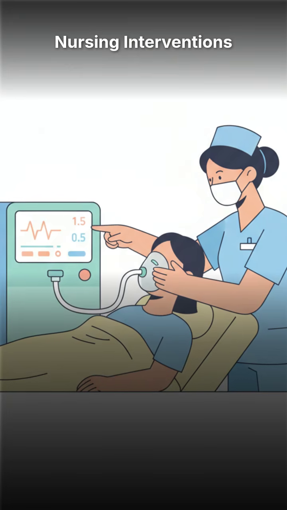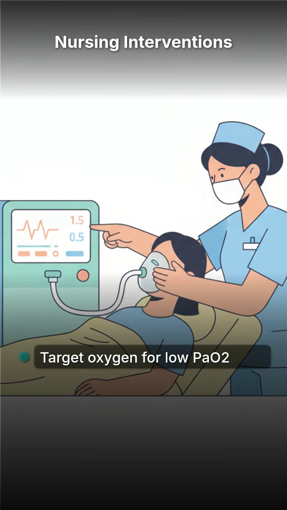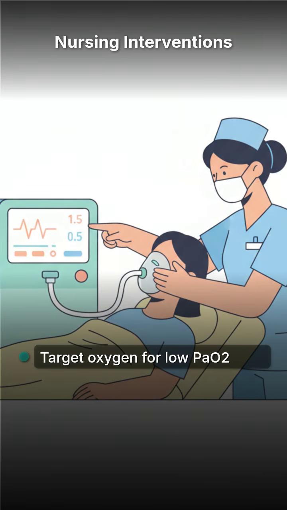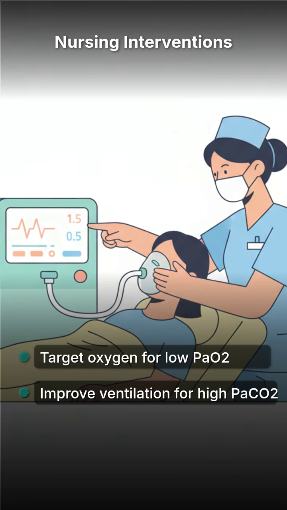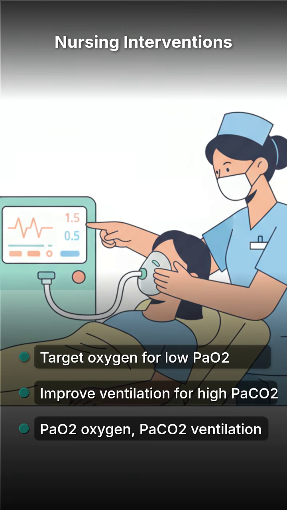As a nurse, your interventions change based on these values. For low PaO2, you might increase supplemental oxygen or titrate flow. For high PaCO2, you focus on improving ventilation through repositioning, suctioning, or mechanical support. Always remember, PaO2 is for oxygen and PaCO2 is for ventilation.